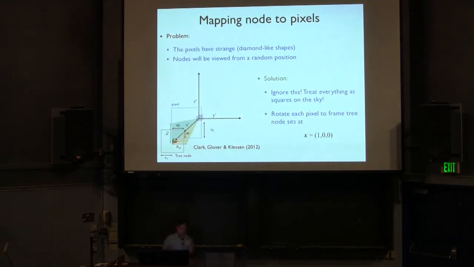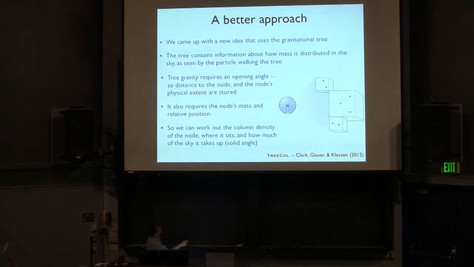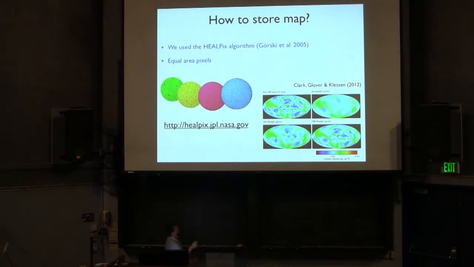Now the problem is you've got quite a complicated mapping problem here. If we go back to this picture, you have some cube, which is your tree node in the sky. It'll be orientated at some random position. So you're looking at this kind of funny geometrical shape in the sky, and then you're going to project it onto your grid, and then your grid has these diamond shapes, kind of turned around 90 degrees to the Cartesian axis. And so you think, well, how do I map that node to the mess of pixels that I have down here?